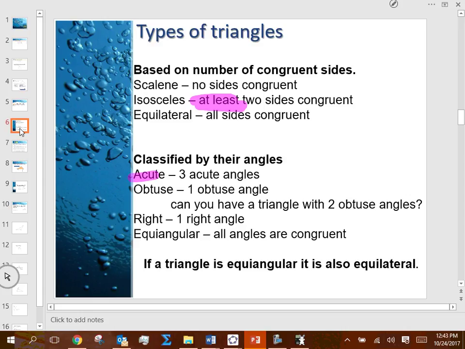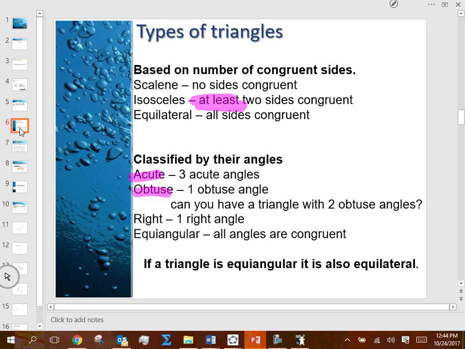we can name them based off of their angles, types of angles. Acute angles: you got 3 acute angles, it's an acute triangle. You got 1 obtuse angle, it's an obtuse triangle. Why can't you have 2 obtuse angles? Two angles would be over 180. The smallest obtuse angle plus the smallest obtuse angle is going to exceed 180 degrees, and you don't have enough then for that 3rd angle. Same idea with right angles. You can only have 1 right angle, because if I have 2 right angles, I get to 180 and don't have anything left over for that 3rd angle, right? Okay. Equiangular, all angles are congruent.